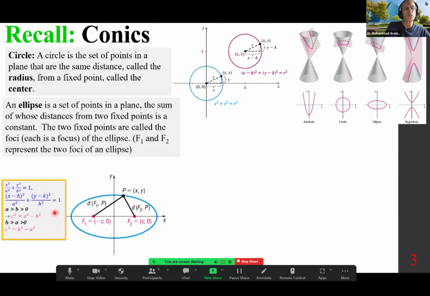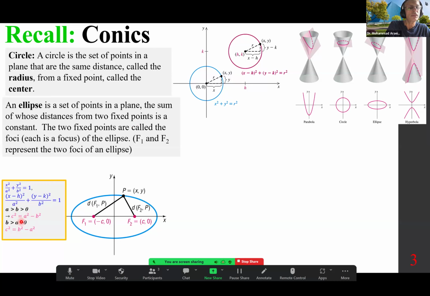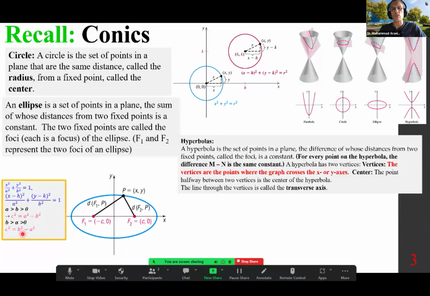If a is larger than b, it's elongated along the x-axis. If b is larger than a, it's elongated along the y-axis. The relationship between a, b, and c follows the Pythagorean theorem. So the one that is the larger follows that a squared plus c squared is equal to b squared, or b squared plus c squared equals a squared. As a result, if a is larger than b, c squared is a squared minus b squared. If b is larger than a, c squared equals b squared minus a squared.